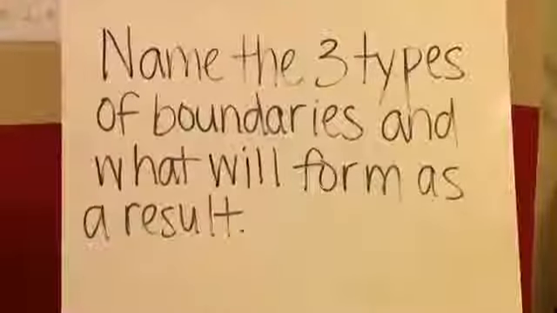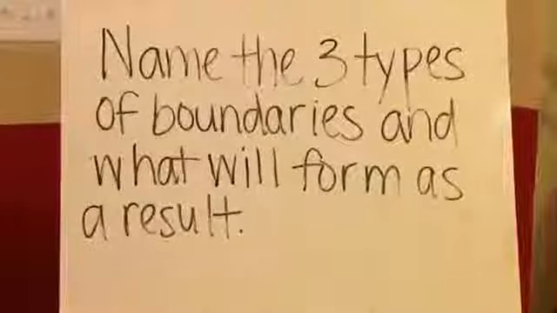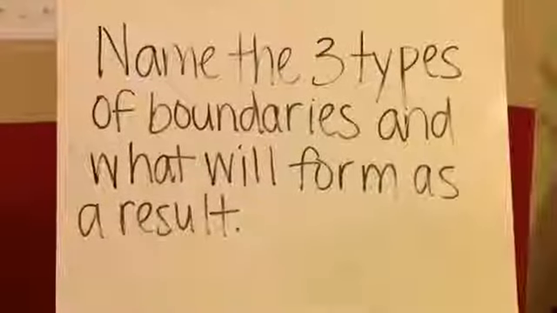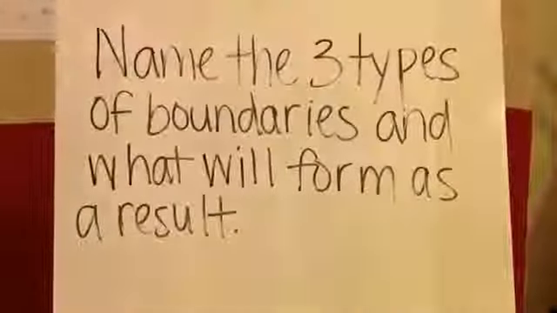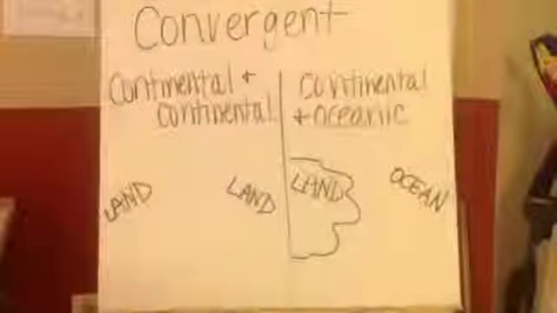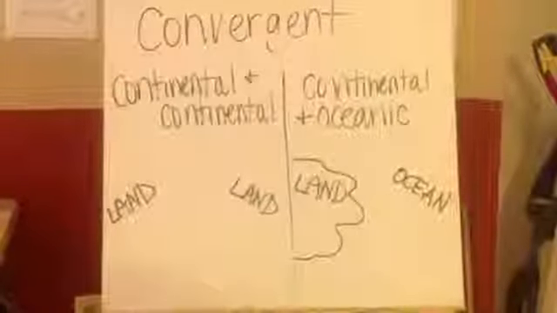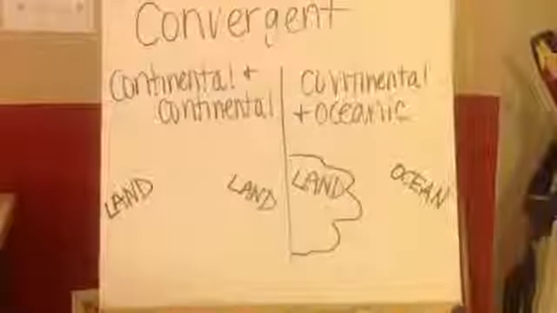Okay, the next question we're going to look at is naming the 3 types of boundaries, and then what will form as a result of these boundaries. Alright, so let's talk about these boundaries. So we're going to do a little dancing, okay? Let's do the divergent boundary, because they go away. And the convergent boundary, because they come towards each other. And then we have the transform boundary, and they slide past each other.